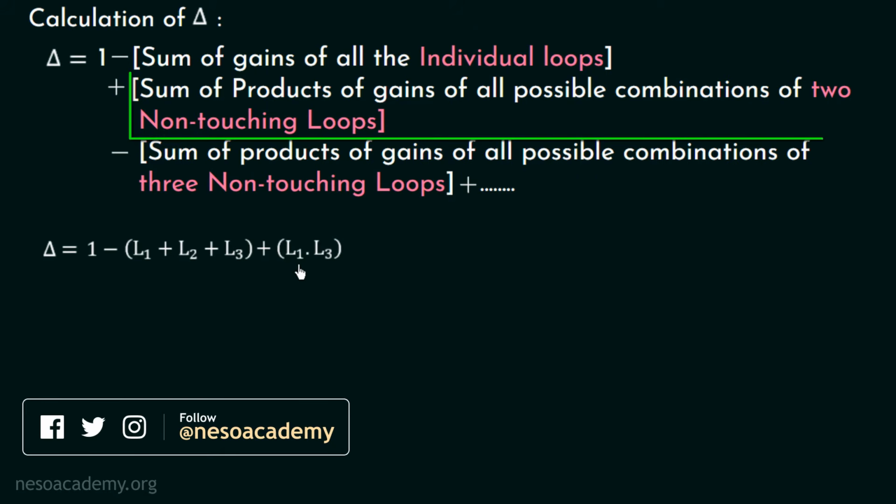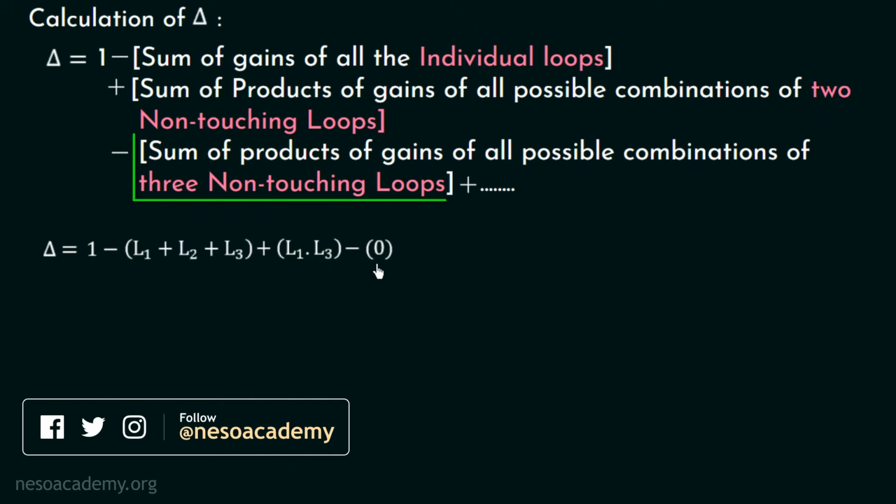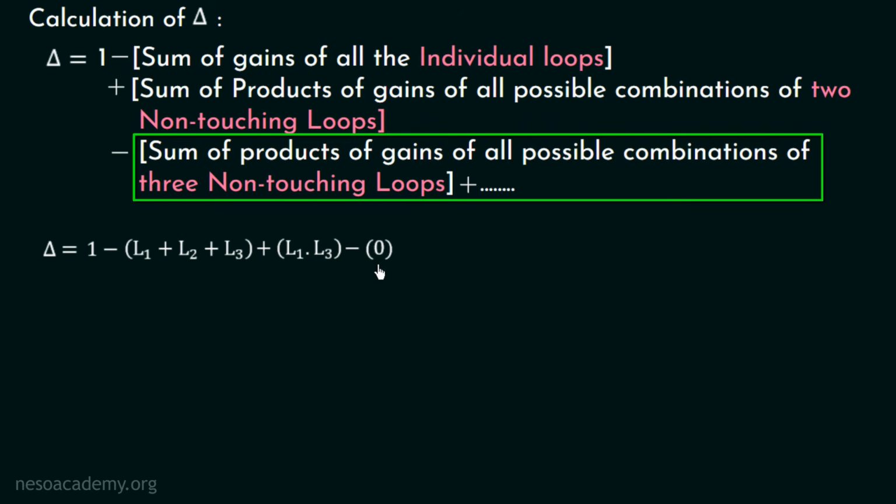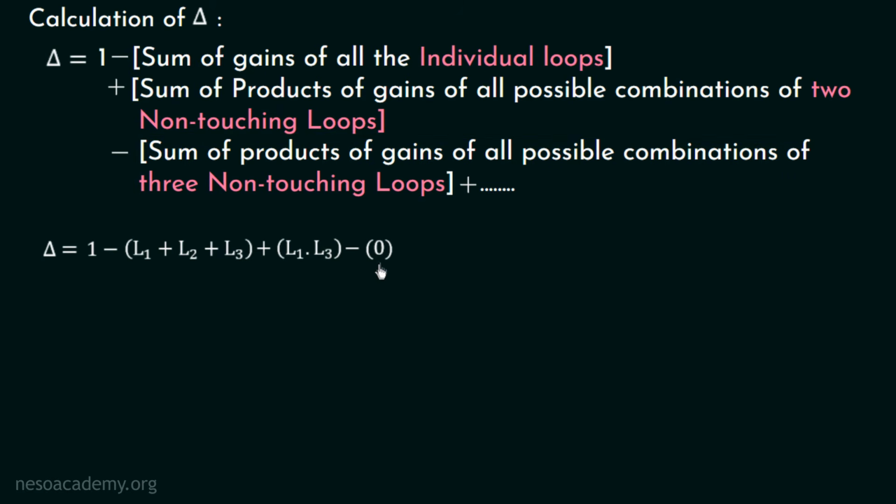Plus sum of products of gains of all possible combinations of two non-touching loops. So we have a pair of non-touching loops, which is L1 and L3. The product of gains of these two loops will be L1 multiplied with L3, minus sum of products of gains of all possible combinations of three non-touching loops, and so on. In the given SFG, we do not have three non-touching loops. So the gain of three non-touching loops will be equal to 0.